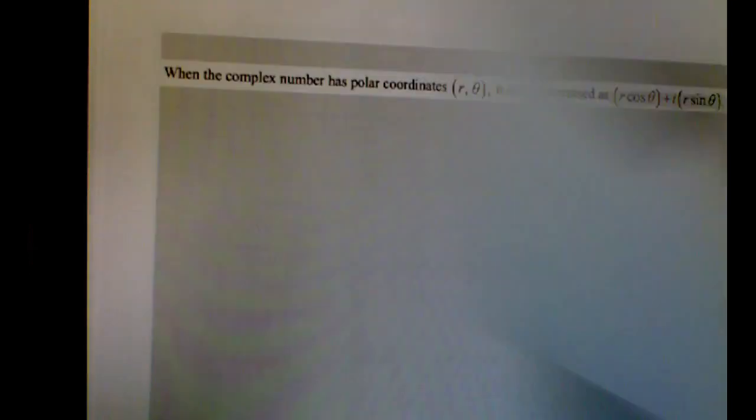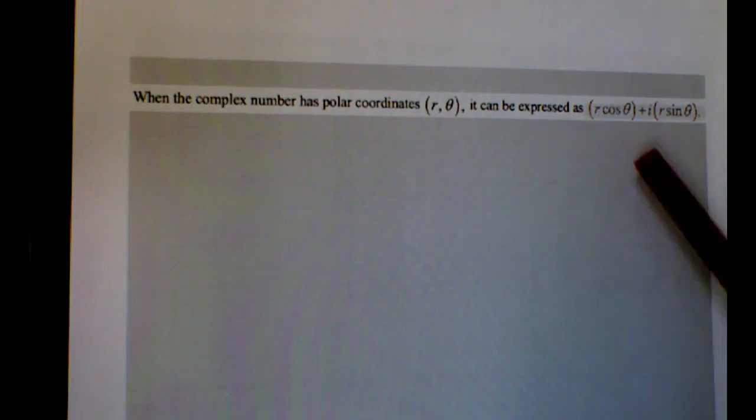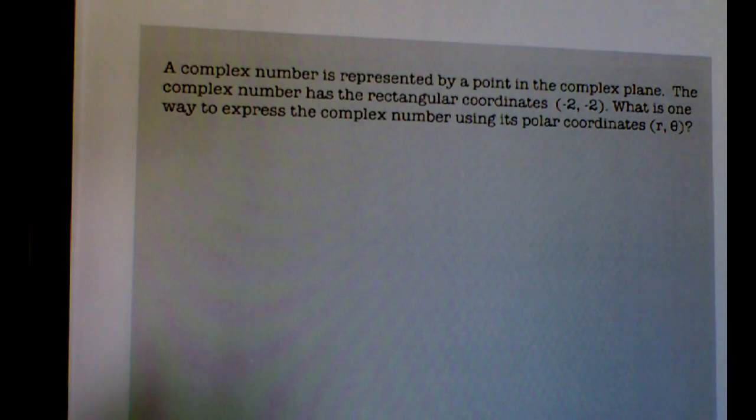But we can do the same exact thing in the polar coordinates. A complex number has polar coordinates r theta if it can be expressed as r cosine theta plus i times r sine theta. R cosine theta, r sine theta, that's just like our conversion rules between rectangular and polar coordinates. So we have a complex number that's represented by a point in the coordinate plane. The complex number has the rectangular coordinates -2, -2. We're going to find one way to express the complex number using its polar coordinates.